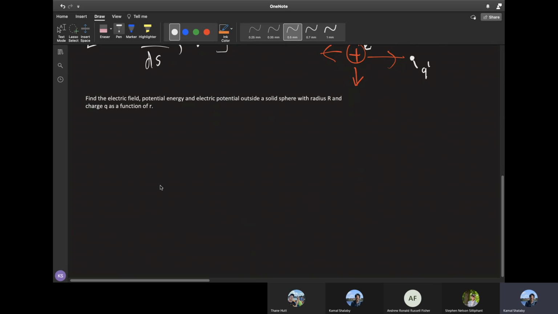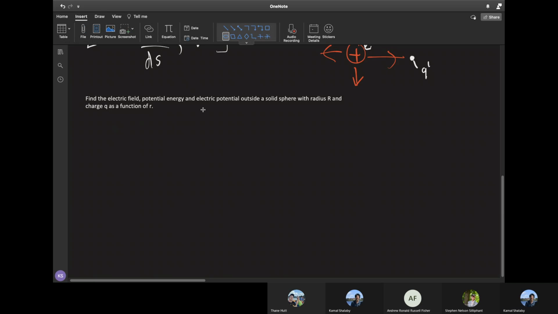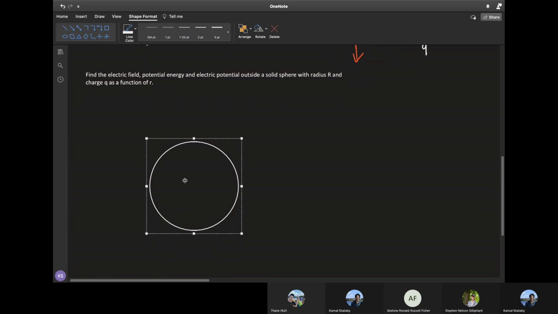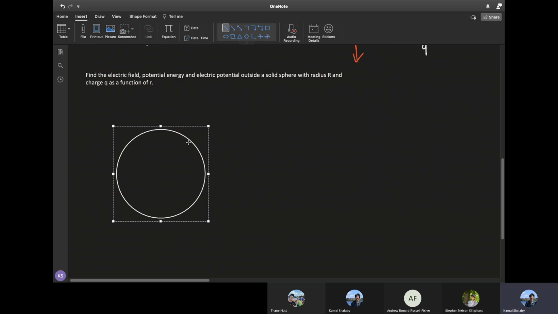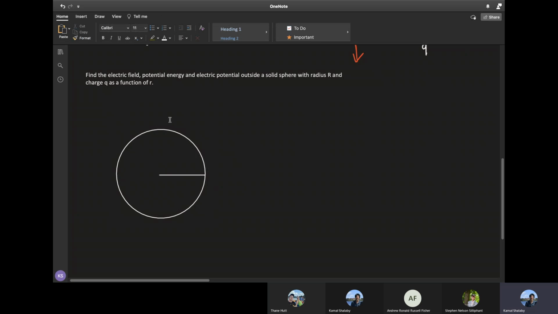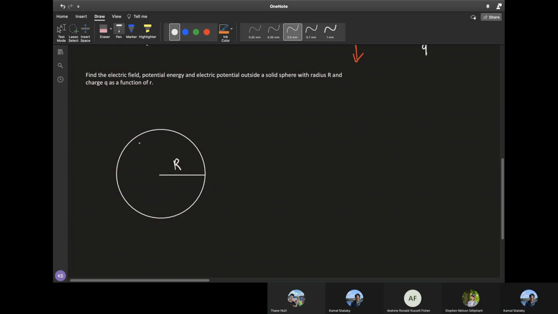Okay, so we need to find the electric field, potential energy, and electric potential outside of a solid sphere, and that sphere has radius r and charge q, and we need to find all of these as a function of distance r. So let me draw. This is r, and say that overall it has charge of q. We want to find the electric field of that. How can we do that?